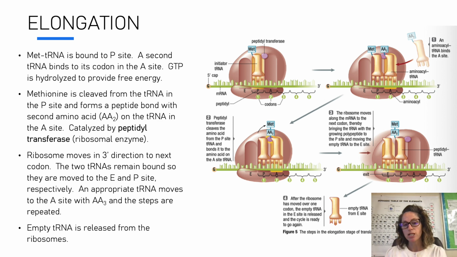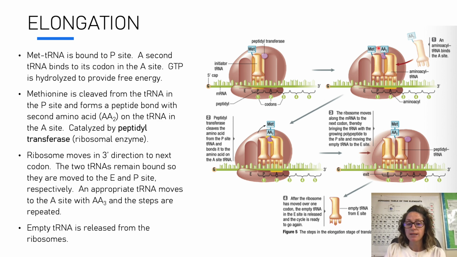The next stage is elongation. And so this is what the animation in our introductory lesson was exemplifying. So we have our methionine tRNA at the P site. We also have a second tRNA that's coming in and is going to bind at the A site. GTP, which is like ATP, is hydrolyzed to provide free energy. So we're getting free energy from GTP.